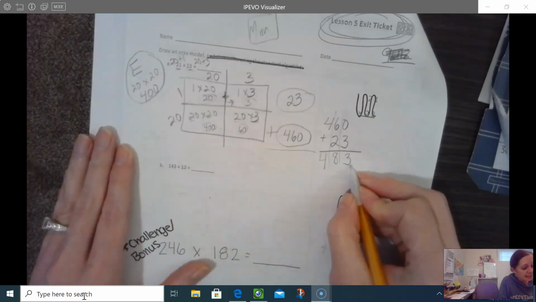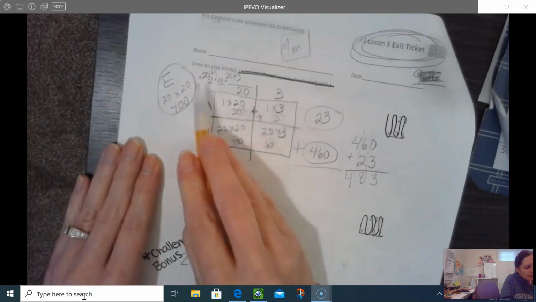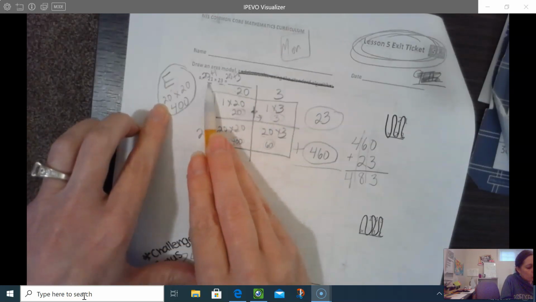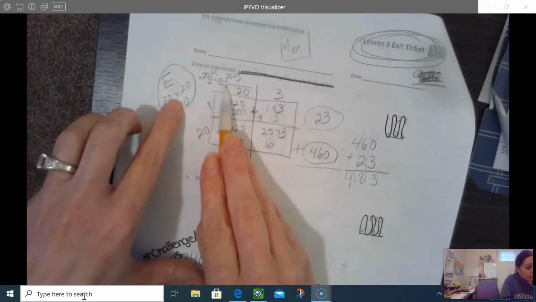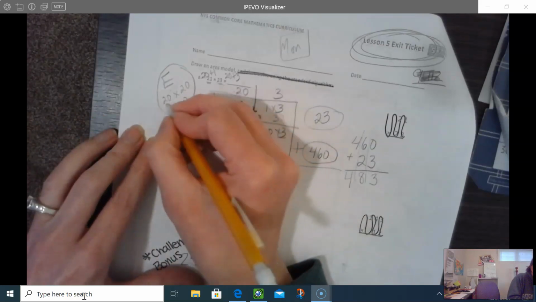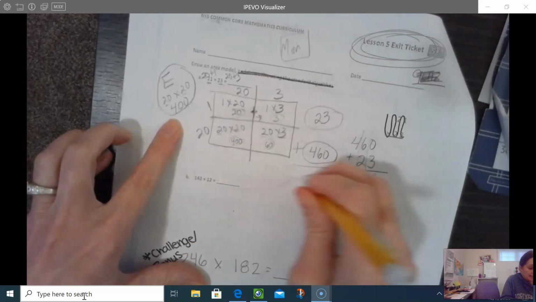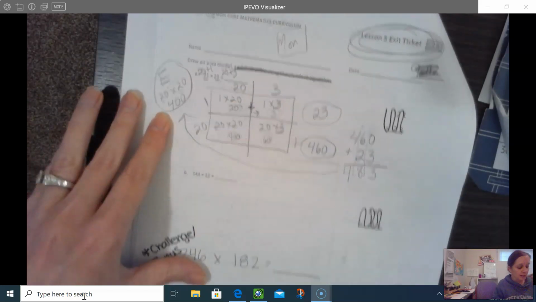Now we're going to check and see if that's reasonable. When I come back up to my original numbers that I'm multiplying, I'm going to round 21 to 20 and 23 to 20. And when I multiply that, 2 times 2, that's 4 with 2 zeros. So yes, indeed, my answer does check.